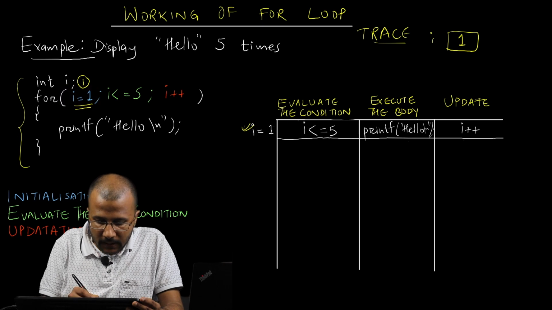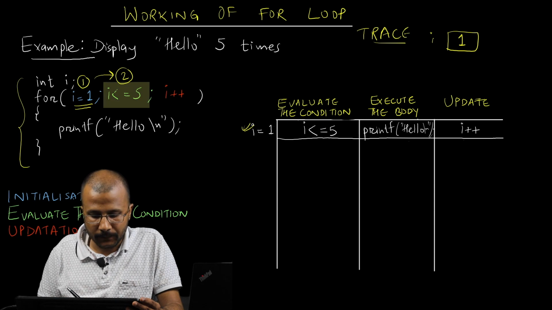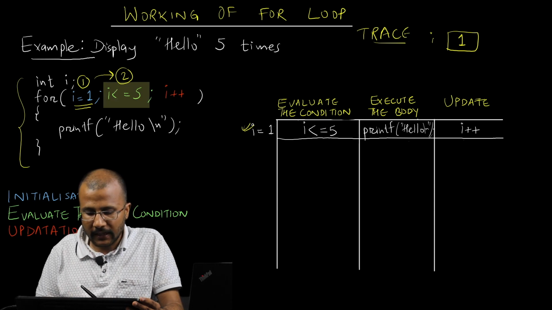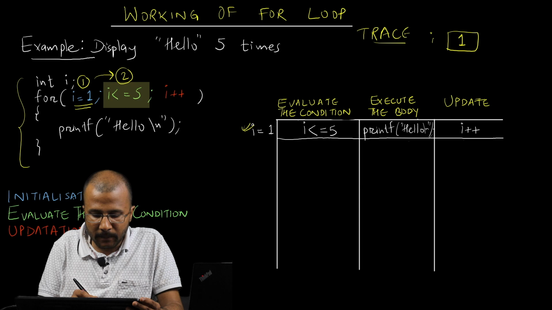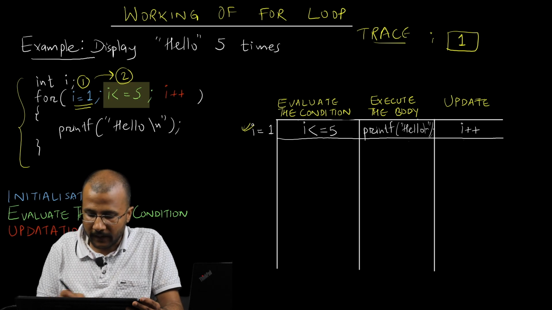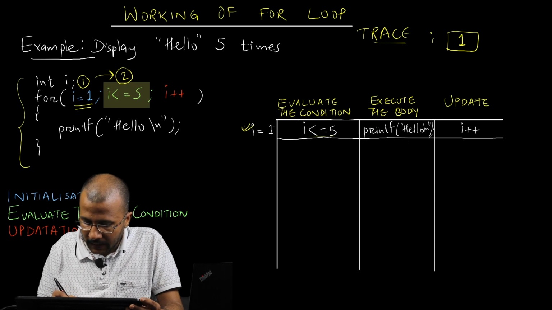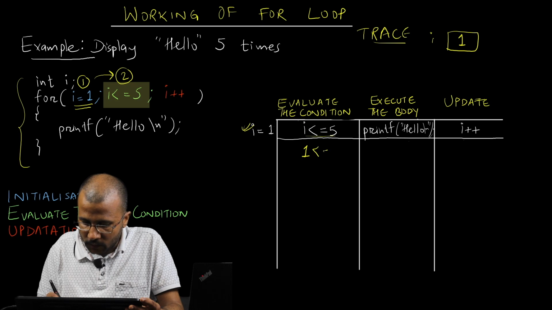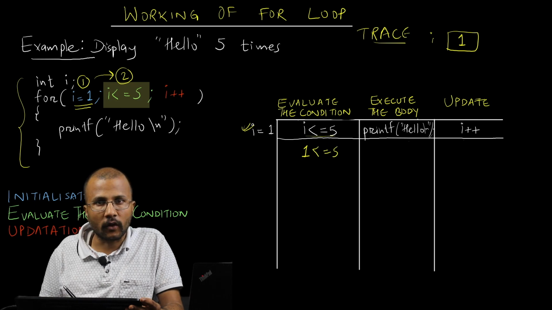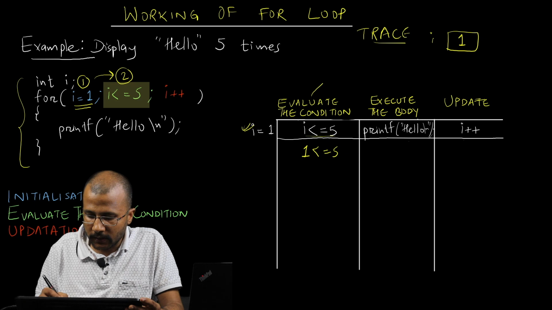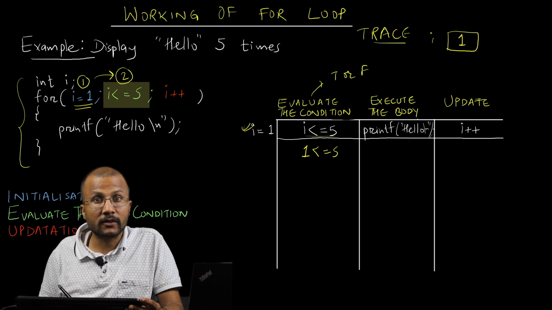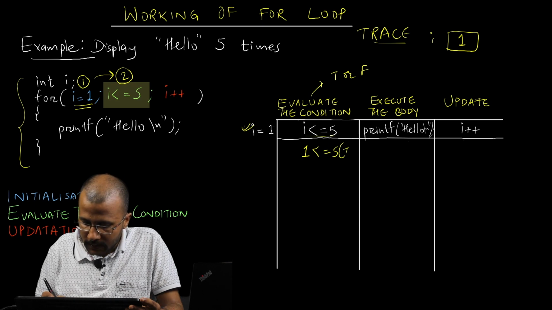After this is done, step number 2 is to evaluate the condition. Okay, so in this case, first of all I'll evaluate the condition. Here the condition is I must be less than equals to 5. So this is the condition. Okay, so I'll have to evaluate the condition. I is 1, so I'll evaluate 1 less than equals to 5. Okay, is this true or false? Because this is a condition, it will evaluate to either true or false. Okay, so 1 is less than equals to 5 is true, isn't it?